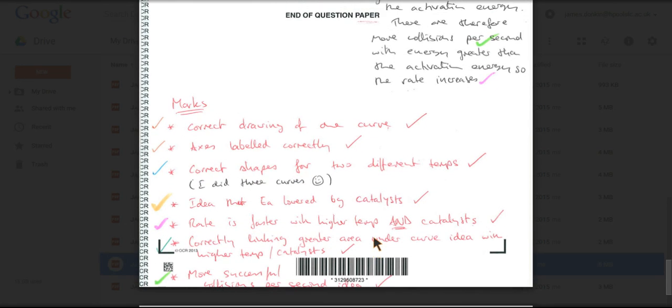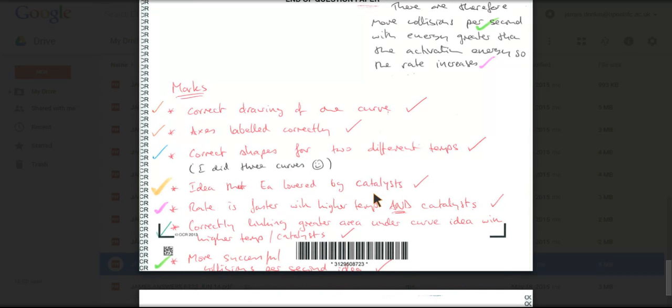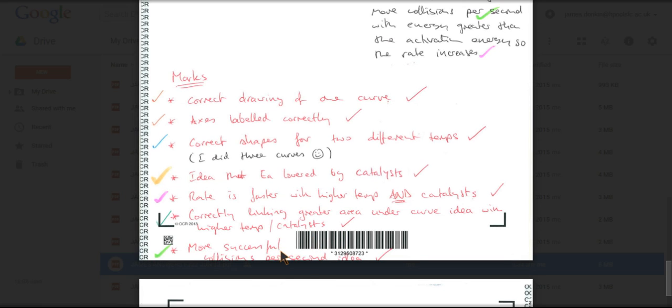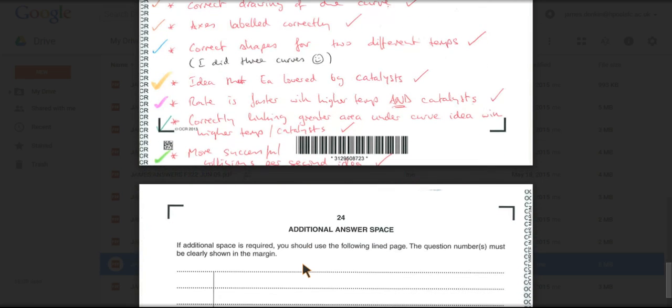So how are the marks awarded? Correct drawing of the curve, axes labelled correctly, correct shapes for two different temperatures. I was a bit of a swot there and drew three. You wouldn't need to. The idea that the activation energy is lowered by catalysts, we said that. The rate is faster with a higher temperature and with catalysts. Correctly linking greater area under the curve, with higher temperature or catalysts, and make sure you get in more successful collisions per second. So that's that question done.